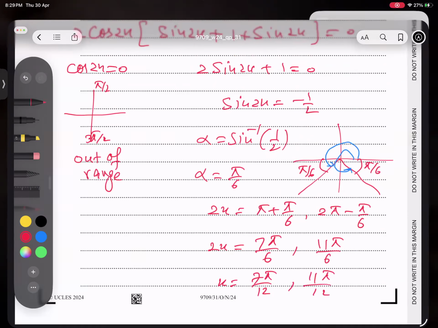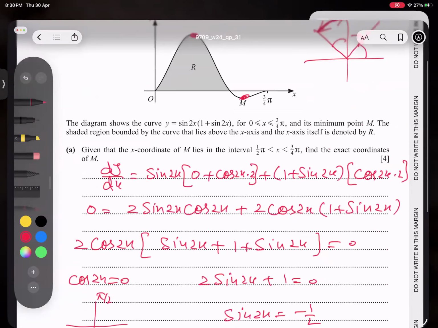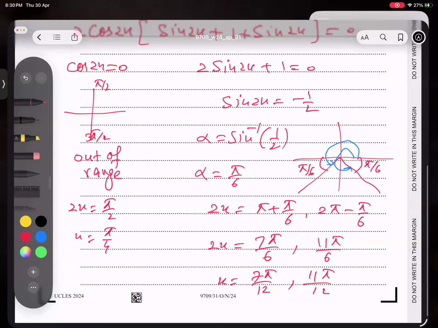Now, actually, what happened? Our first answer is coming from here. How come? Just look here, 2x equal to pi by 2, so this becomes pi by 4. So this is my first answer, pi by 4, and this is the second answer, and this is the third answer. So we have to ignore the first answer, as I said before.